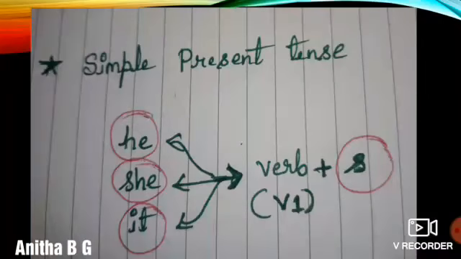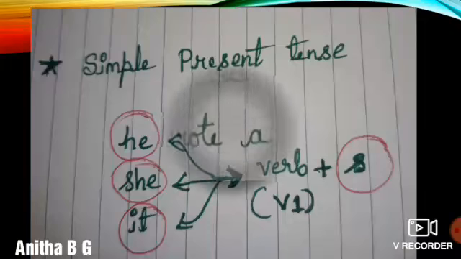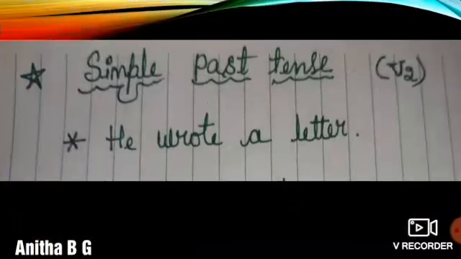Let's explain you once. Simple present tense. For he, she, it, we have to add s in the verb. He writes, she writes, it writes, like that. For I, we, you, they, no need to add s in the verb. I buy, she buy, they buy, we buy, like that. Next, in the simple past tense, we have to write V2 form of the verb or past tense form of the verb.